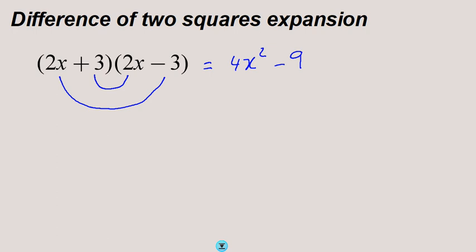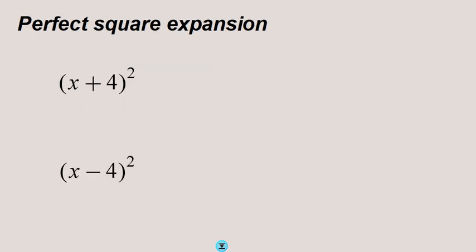Another shortcut for expansion is the perfect square expansion. In this case, what's hiding behind the scenes is that this is x plus 4 times x plus 4. And using our shortcut, this is x squared. We have 4x and another 4x, so that's 8x. But you can think of this 8x as 2 times 4x, 2 times the 4 times the x. And this is the shortcut. 4 times 4 is 16.